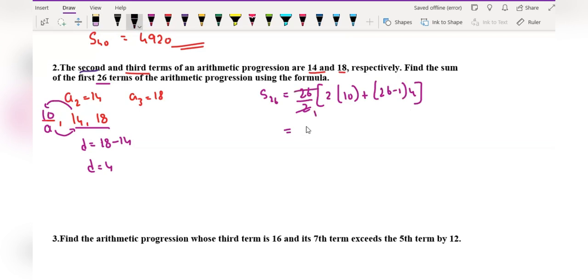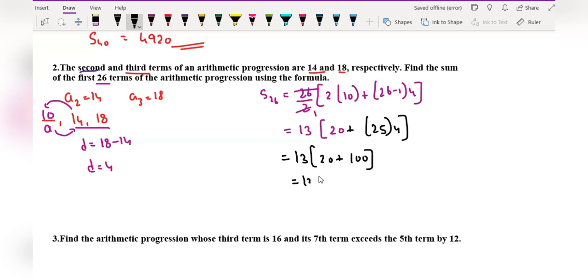2 ones are 2, 13s are 13 will come. After cancellation, 2 tens are 20 plus 25 of 4. So 13 of 20 plus 25 into 4, how much will come? 100. So 13 into 120. 20 plus 100 will be 120. 13 into 120 will give me the answer as how much? It gives me the answer as 1560. That is the sum of how many terms? 26 terms. Remember. So just copy down.